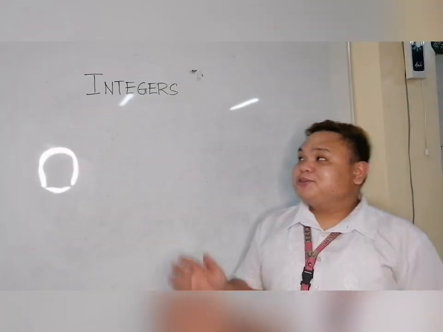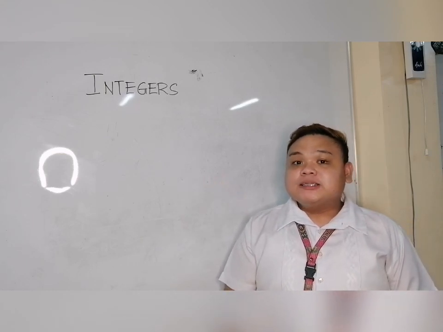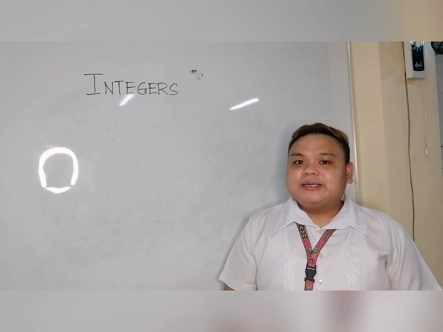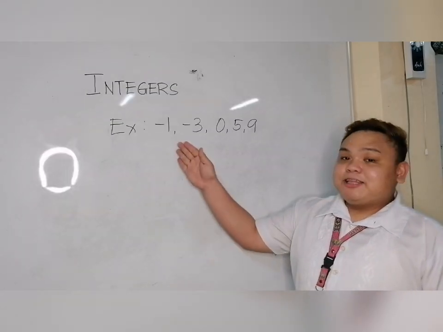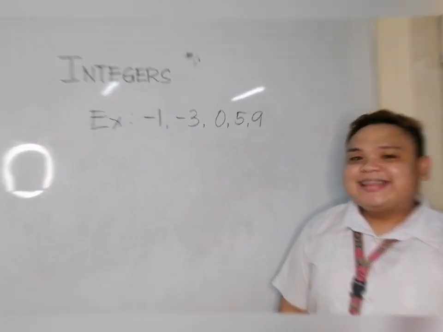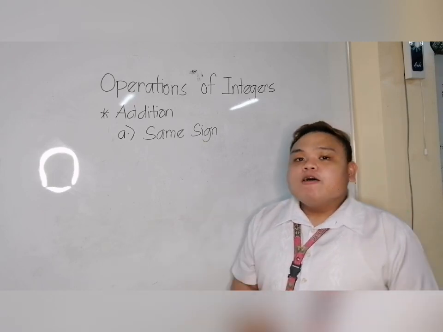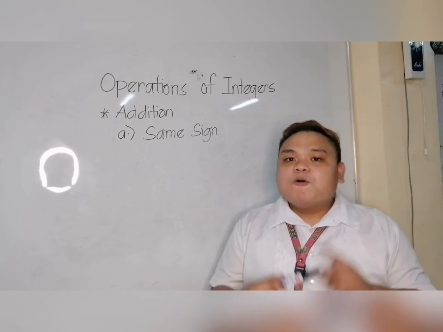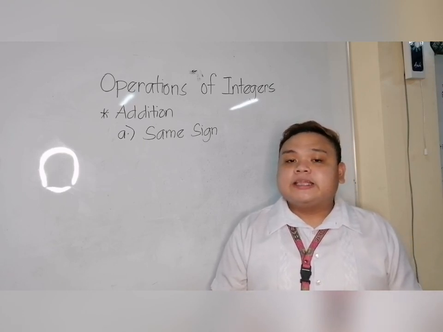Let us now proceed to integers. When we talk about integers, it is composed of positive numbers, negative numbers, and 0. The examples are -1, -3, 0, 5, and 9. Let's now have the operation of integers, starting with addition. For addition, we have two rules. One is for same-signed integers, and the other one is for different-signed integers.